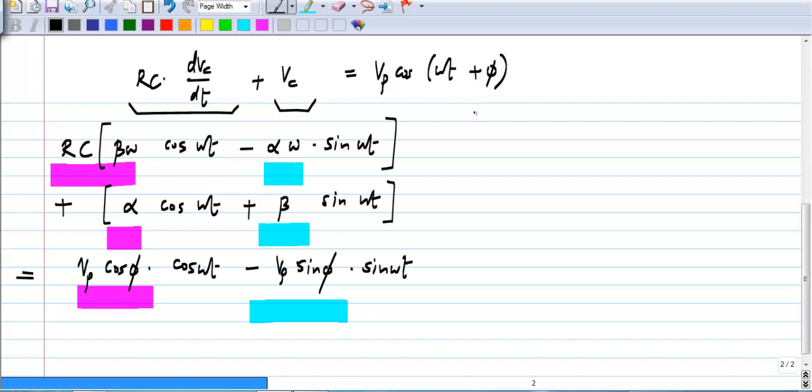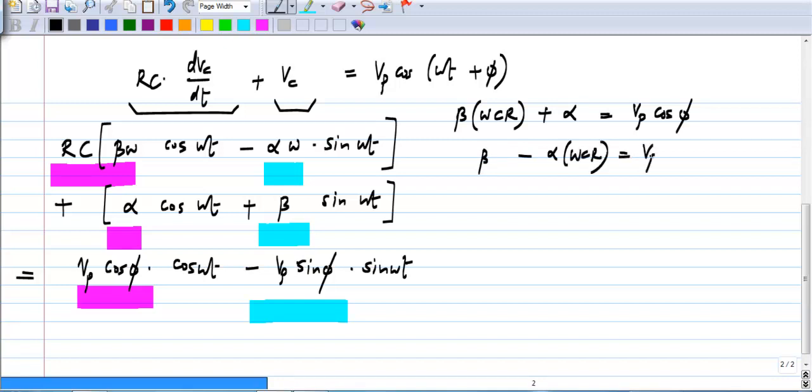So we have beta times omega CR plus alpha equals Vp cos phi, and beta minus alpha times omega CR equals minus Vp sin phi. Okay. And we have two unknowns, alpha and beta. We have two equations and we can solve for this. So solve for this yourself.